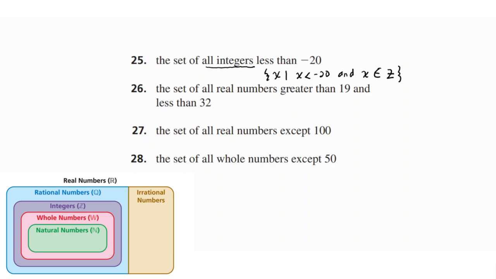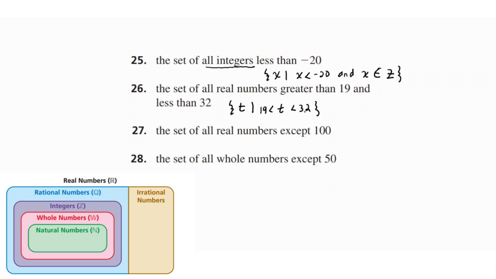All right, so we say the set of all real numbers greater than 19 and less than 32. Let's use a different letter here. Let's use T. So all T such that, so we want greater than 19 and less than 32. So we can make a compound inequality here. Greater than 19 and less than 32. We could add the stipulation that t is a member of the real numbers, but by default we're going to say that it is a member of the reals here.